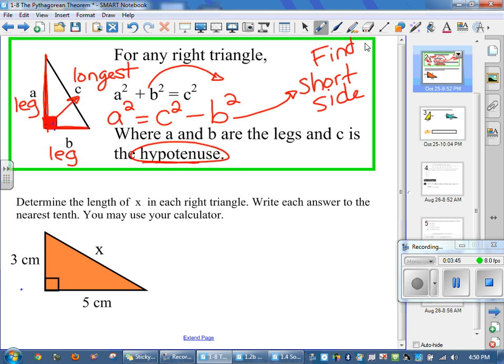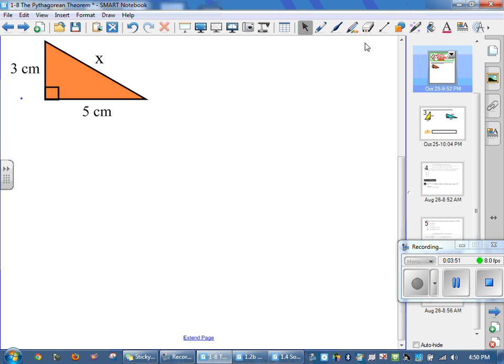Okay, let's do a couple of examples and see how it works. Let's see what you remember from last year. If I take a look at this first example, am I finding a long side or a short side? Well, this is short, this is short, this is long, so I'm finding a long side. That means I'm going to be adding. So I'm going to take 3 squared plus 5 squared to give me x squared.